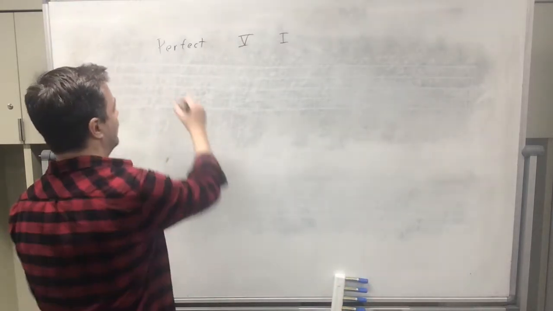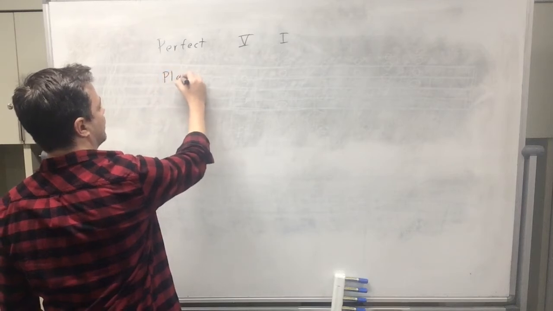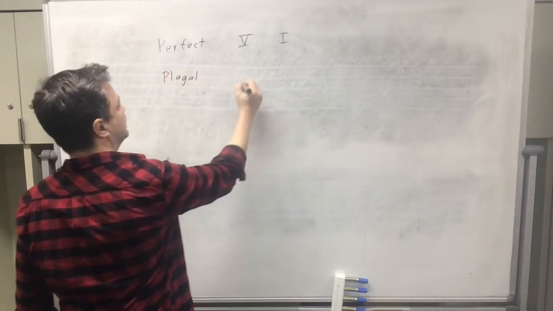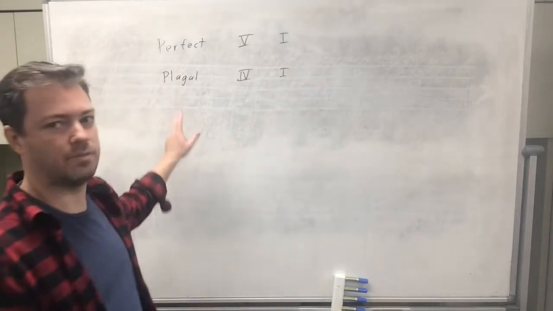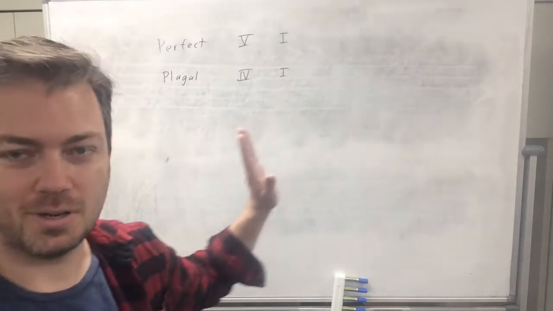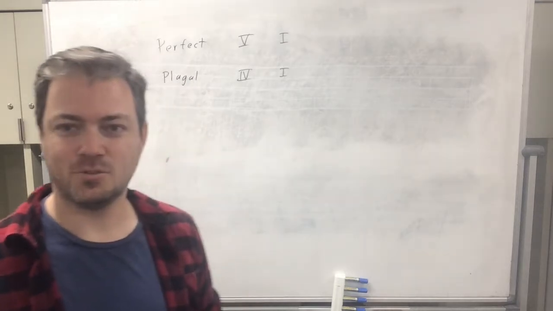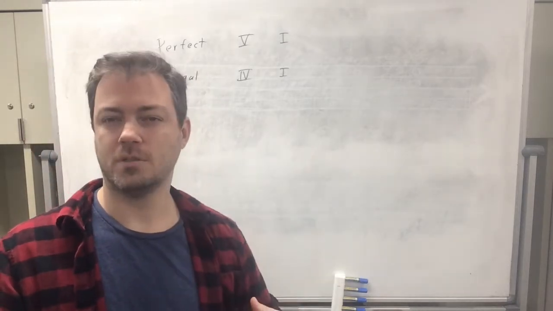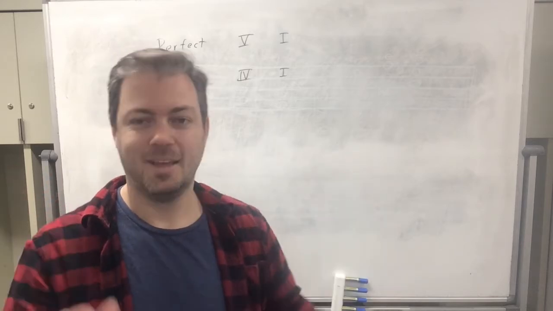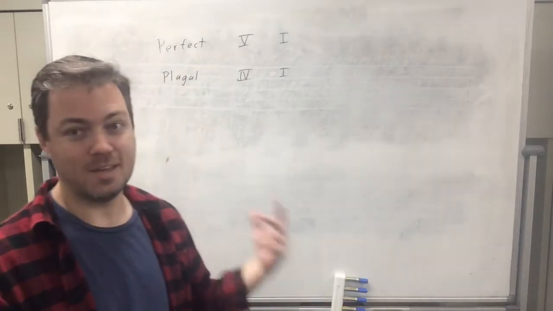Next one is what we call plagal. I hope I get the correct spelling. Chord 4 to 1. Don't quote me on that spelling. I think it's correct. Spelling is not my strong point. Chord 4 to 1. It still sounds resolved, but it's not as perfect as a perfect cadence, 5 to 1.